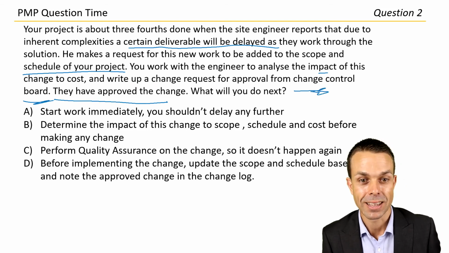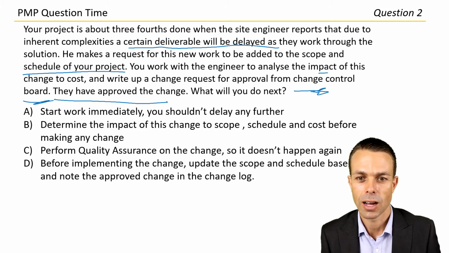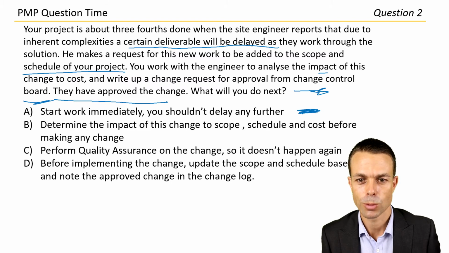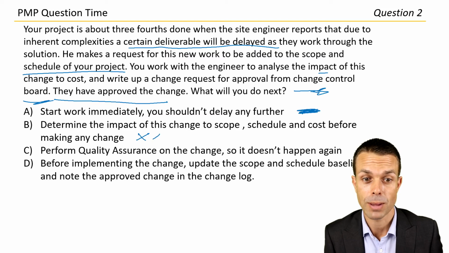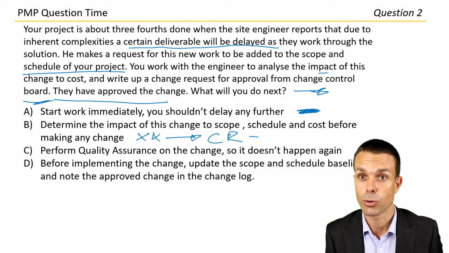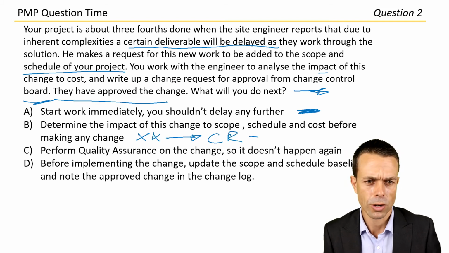Start work immediately. You shouldn't delay any further. Well, they've approved the change. I mean, maybe that one. Determine the impact of this change to scope, schedule, and cost before making any change. We've already done that, so we've already determined the impact. We usually do that before doing a change request and having that approved because they need to know the impact to the project. So let's not go with that one for now.